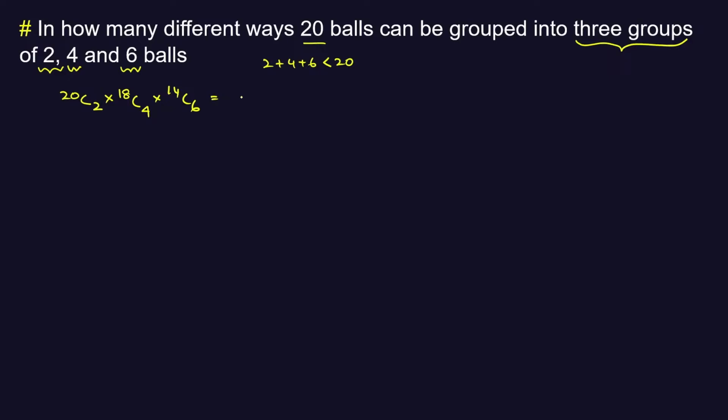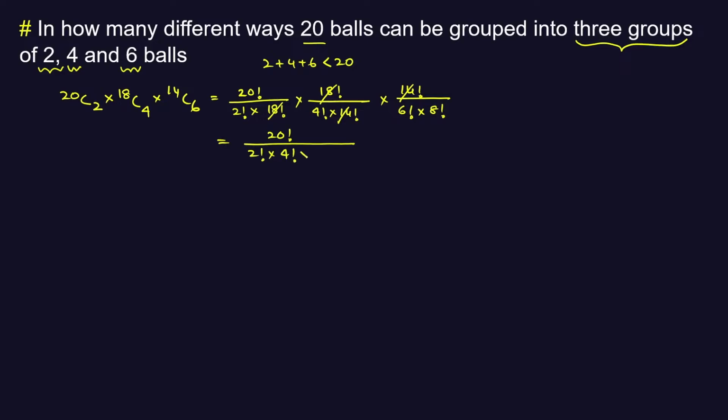So now if we simplify this, what are we going to have? Factorial 20 divided by factorial 2 factorial 18. Factorial 18 divided by factorial 4 into factorial 14. Factorial 14 divided by factorial 6 into factorial 8. Is it clear? So now if we cancel, what are we going to have? We are actually getting factorial 20 divided by factorial 2, factorial 4, factorial 6. And now we are getting another term here, factorial 8.